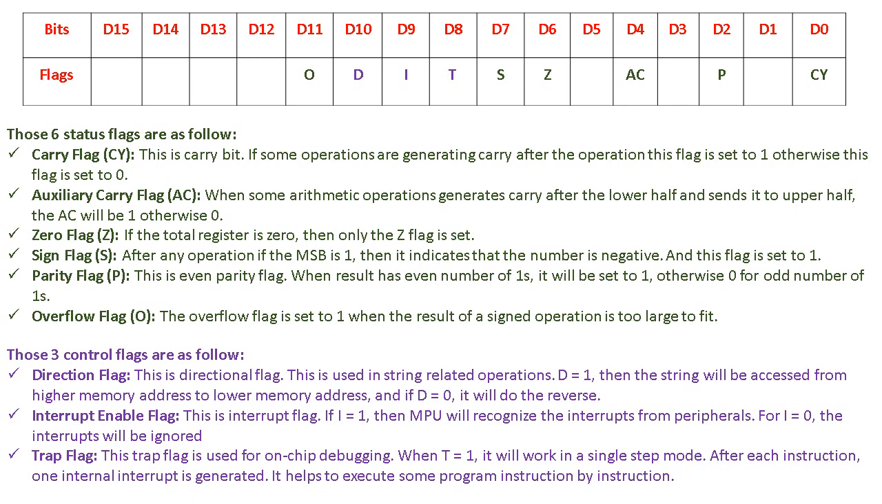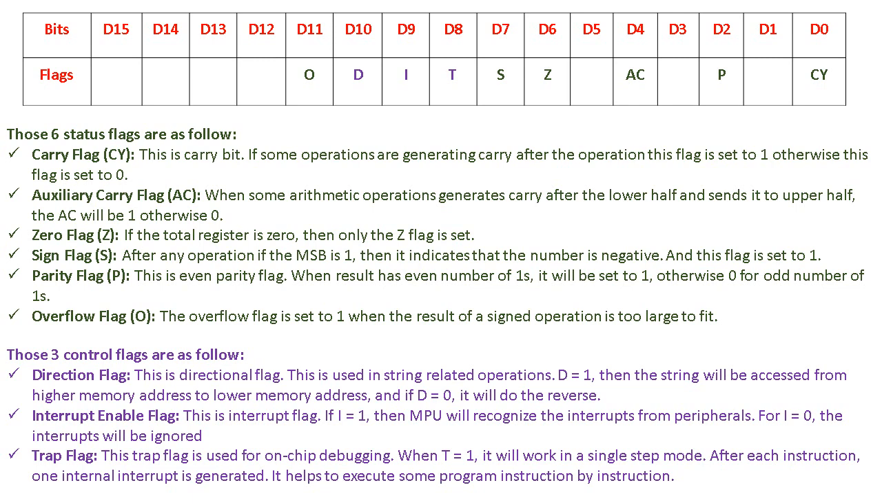Followed by the auxiliary carry flag. In short it is known as AC. When some arithmetic operation generates a carry from the lower half and sends it to the upper half, the AC, that is the auxiliary carry flag, will be 1. Otherwise it will be 0. Now let us understand the zero flag. In short it is known as Z. If the total register is 0, then only the Z flag is set, otherwise it is not set.